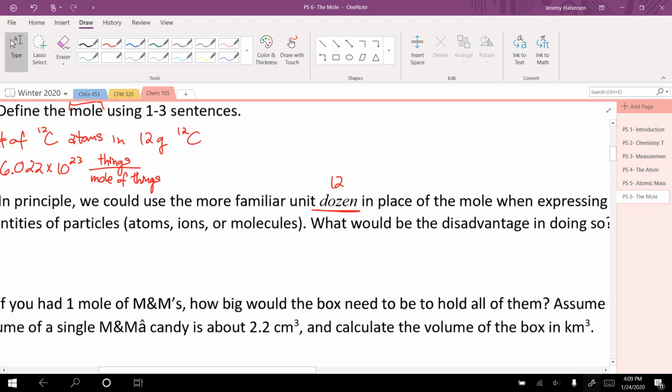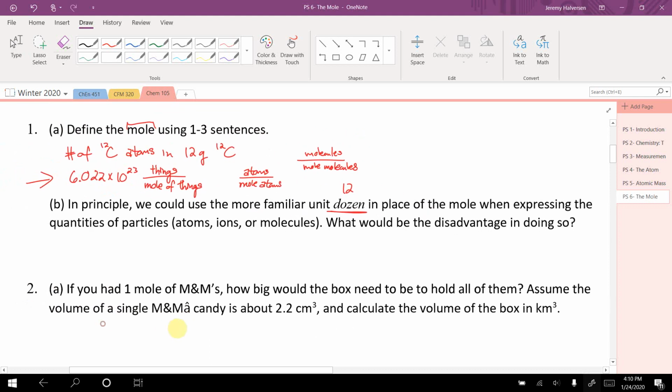So really this could be atoms per mole of atoms if we're talking about atoms. If we're talking about molecules, we would have molecules per mole of molecules. We'll use it later on, but you'll see the units don't really change the math that you're doing, but they should be correct to show that you understand what you're talking about.